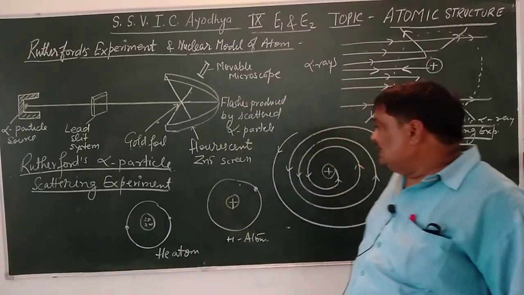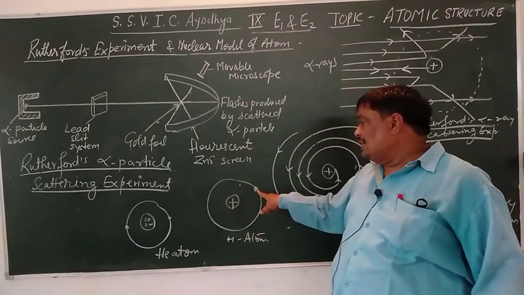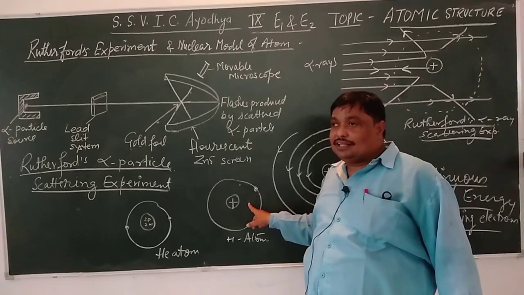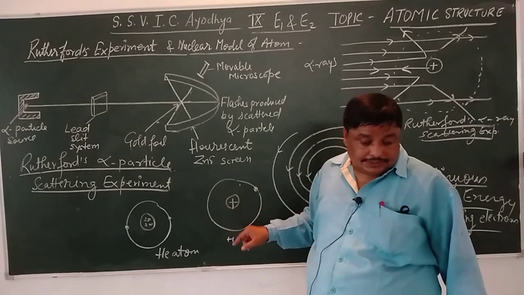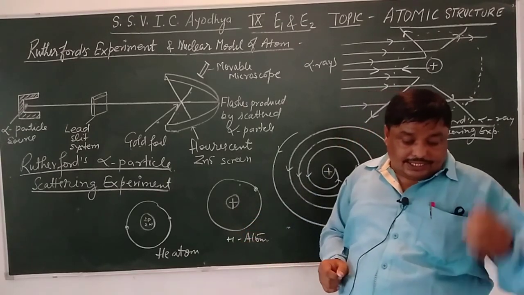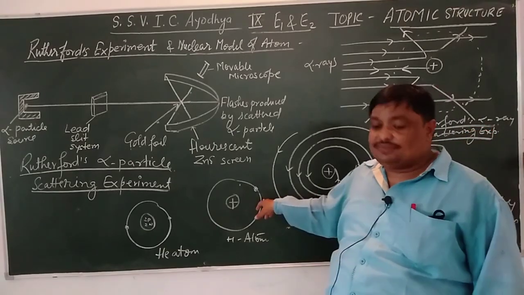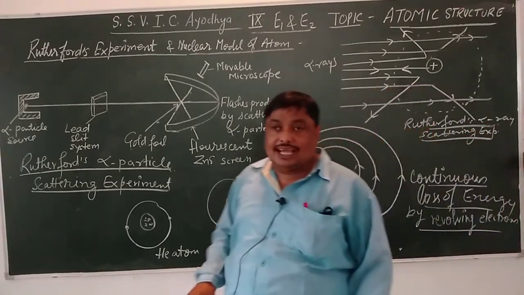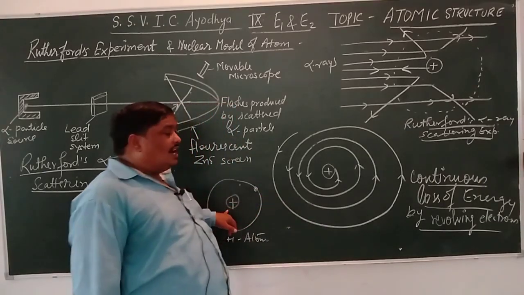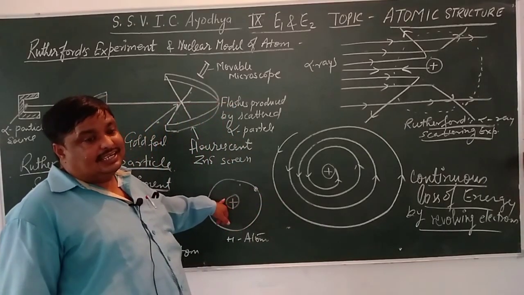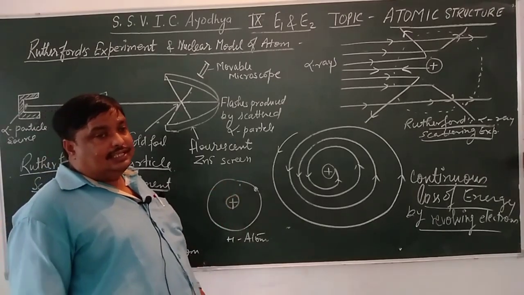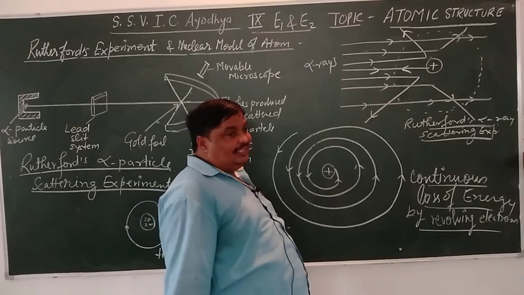There is an electrostatic force acting between protons and electrons which binds the electron in its path or orbit due to the electrostatic force of attraction. The size of the nucleus is very, very small as compared to the size of the atom. The size of the nucleus is in the range of 10 to the power minus 13 centimeter, while the size of the atom is in the range of 10 to the power minus 8 centimeters.